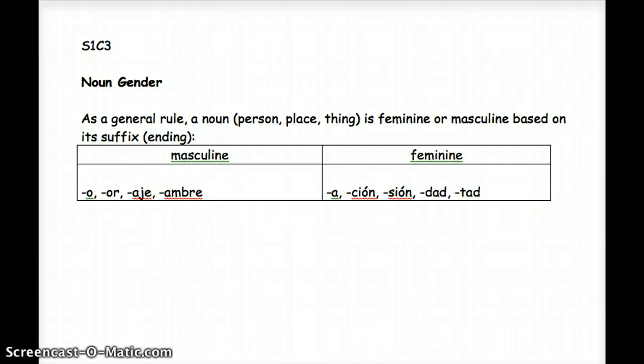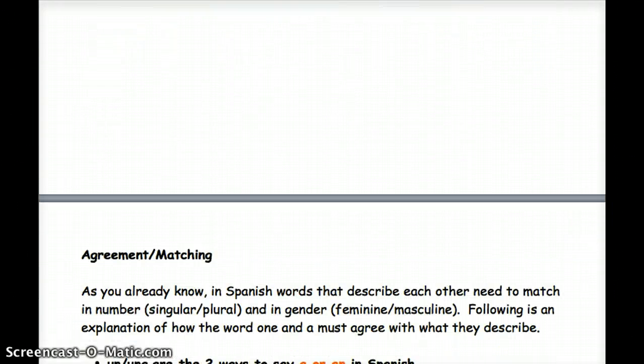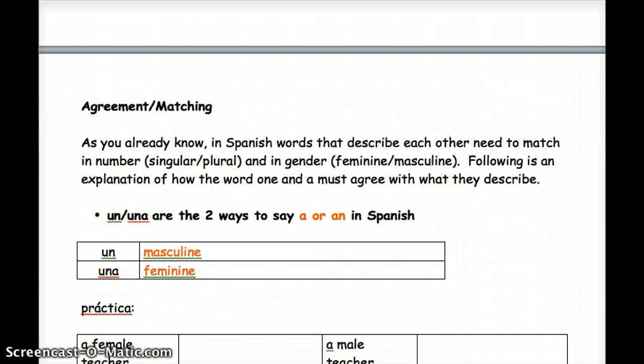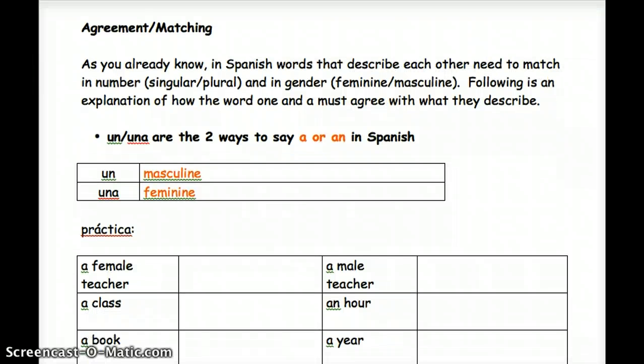So that's a general pattern that you can follow, but really when you're learning a noun, make sure you learn if it's la or el or un or una, if it's masculine or feminine when you learn that word. You'll need to know that because with agreement, remember we called it matching, that Spanish is very matchy-matchy. With agreement, you have to know if a noun is masculine or feminine so you can make the words that describe it match.